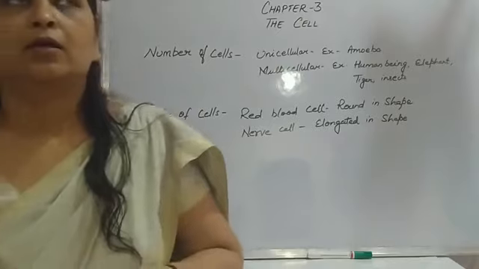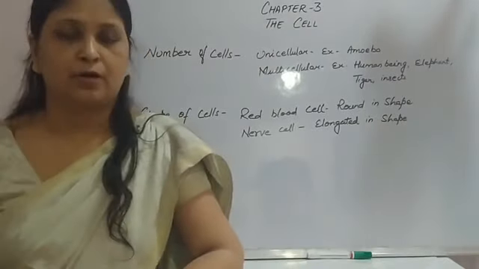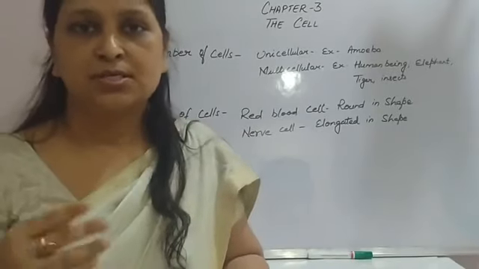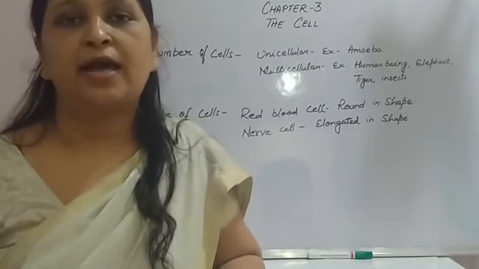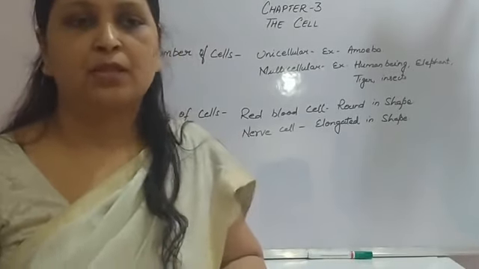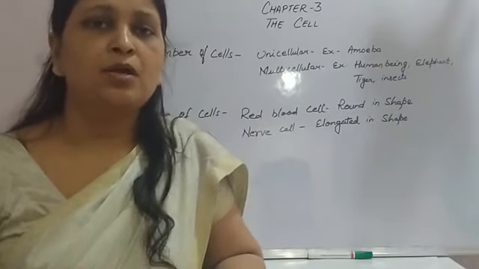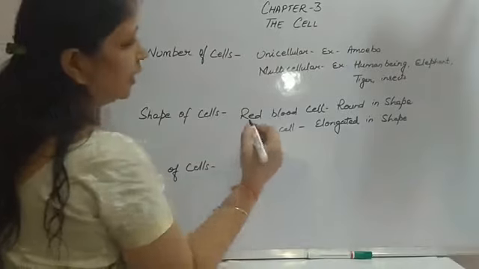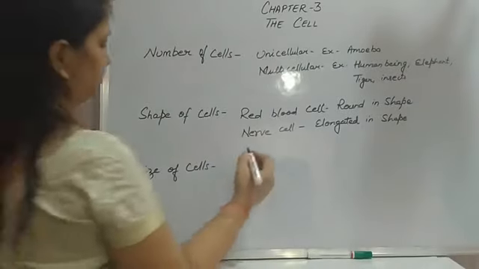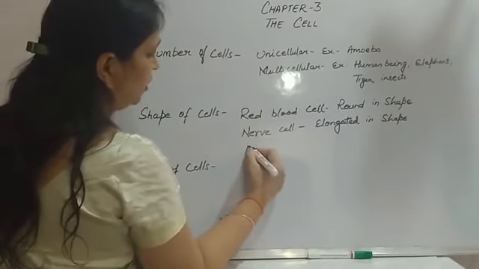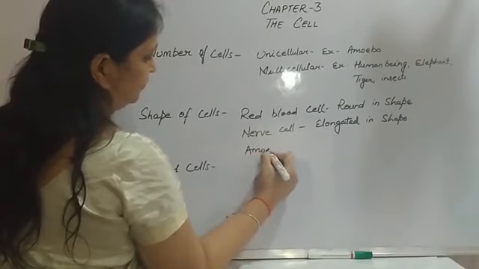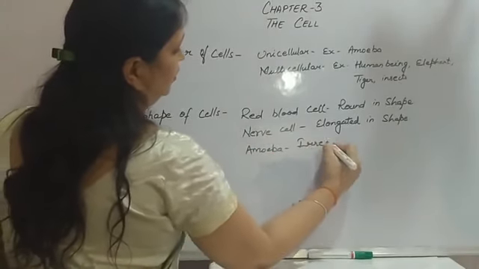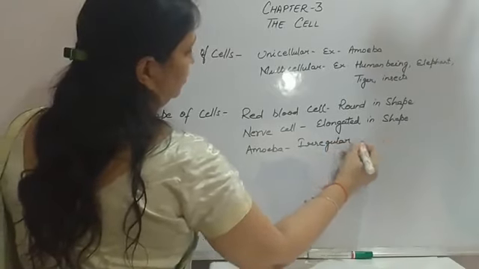Then we can take the example of amoeba. Amoeba is an irregular cell because it doesn't have any fixed shape. It keeps on changing. So amoeba is an irregular cell.